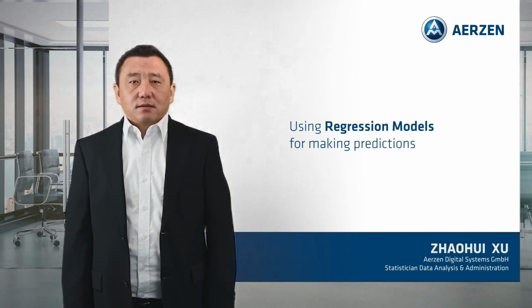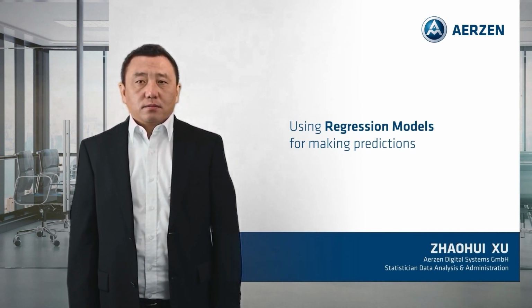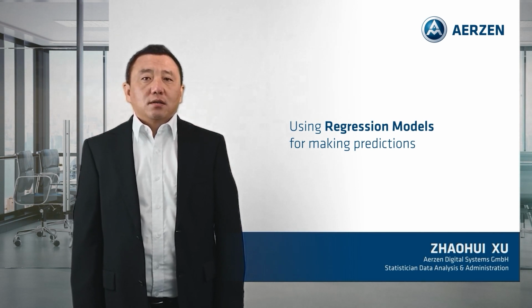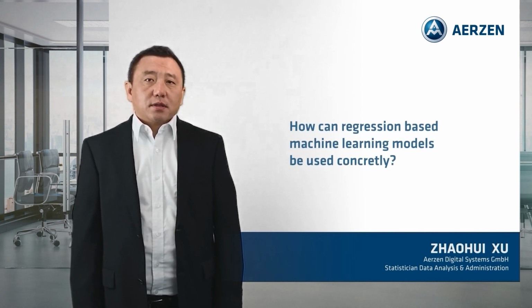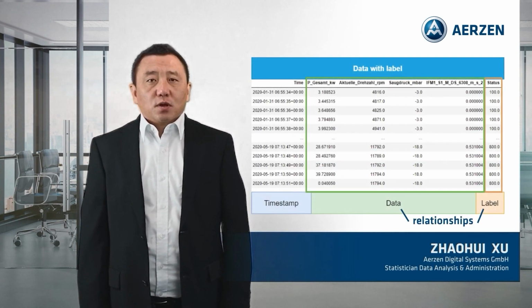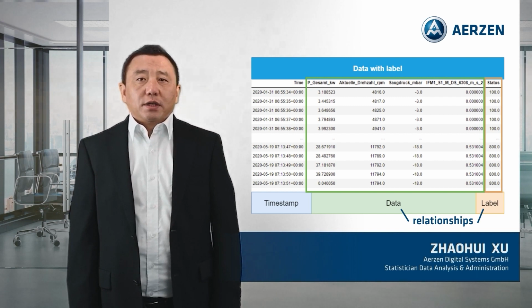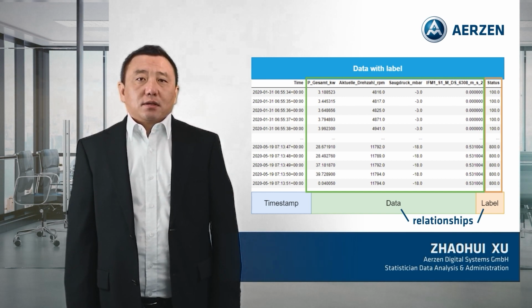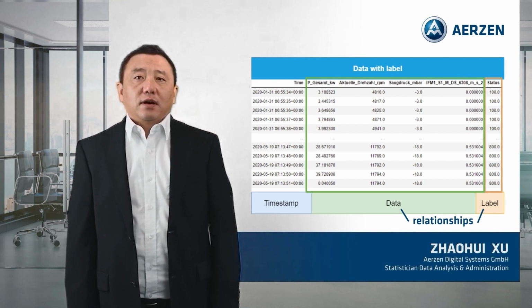In real-world situations, especially when little data are available, regression models are very useful for making predictions. How can regression-based machine learning models be used concretely? Regression works by creating a relationship between the variables in the data that represent the characteristics of the thing being observed and the variables we are trying to predict, for example, labels.